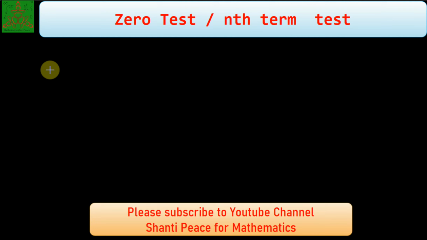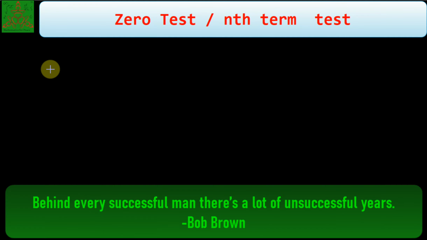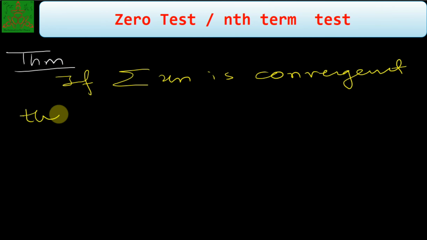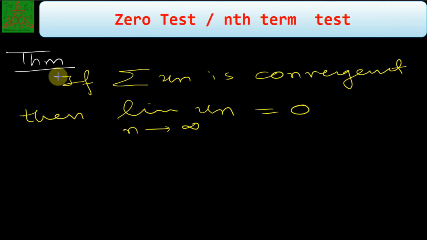In this video, we'll discuss the necessary condition for convergence of an infinite series. The theorem is stated like this: if the infinite series summation of un is convergent, then its nth term, that is the limit of un, is always 0 as n tends to infinity. Now to discuss the proof of this theorem, we are given that the series is convergent.